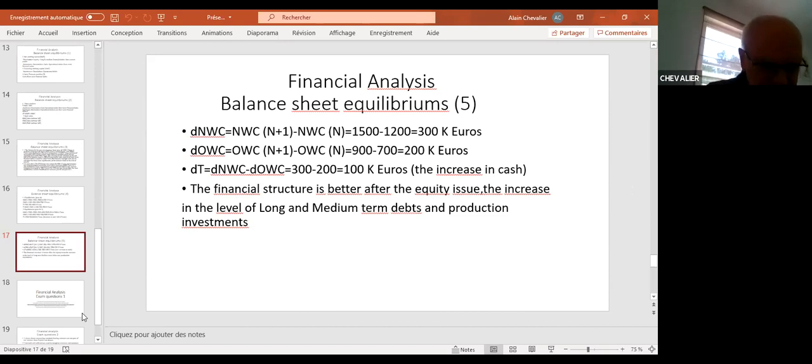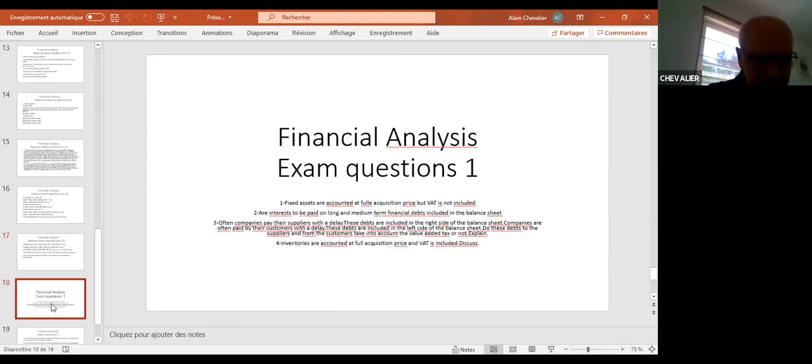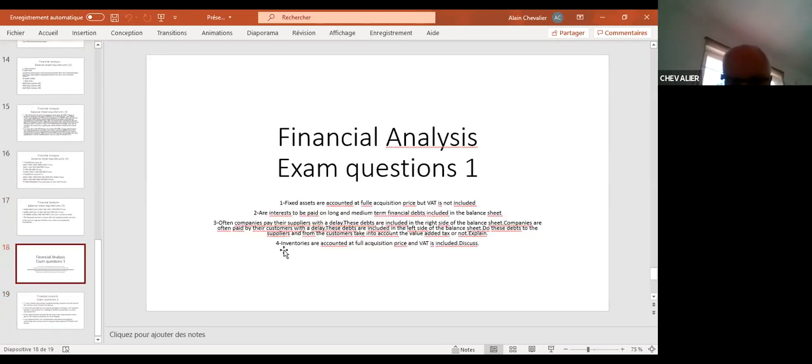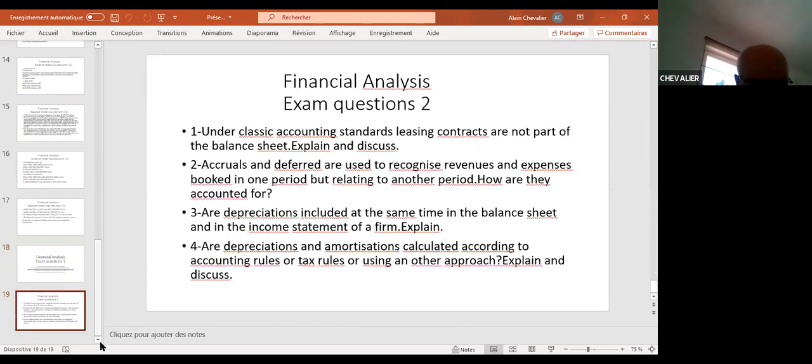Now, a few questions. It's a test for you. It's also an opportunity for me to bring some more elements. First question here. Fixed assets. I have four questions in this first part, and I have another group here, four questions in the second part.